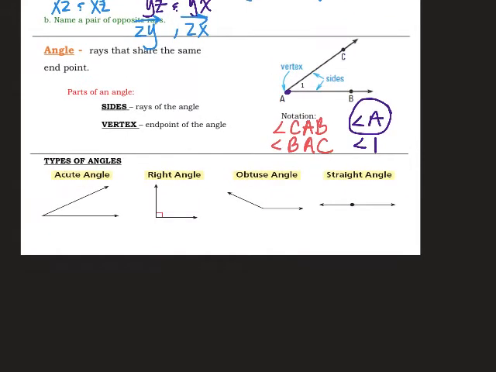All right, who can tell me what they remember about an acute angle? Does anybody remember anything about an acute angle? Yes, ma'am. Less than 90, good. So it's greater than 0, but less than 90, good. What about a right angle? Who remembers anything about a right angle? 90 degrees. It's exactly 90 degrees, good. What about an obtuse angle?